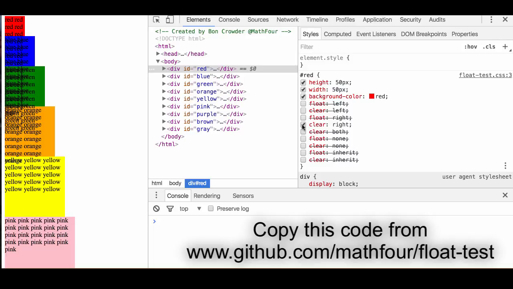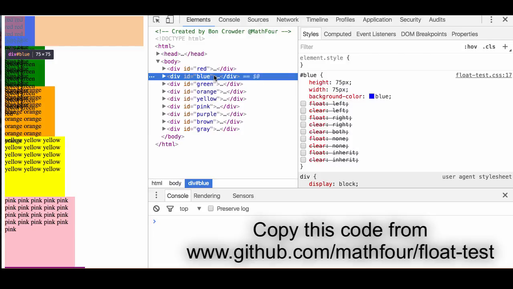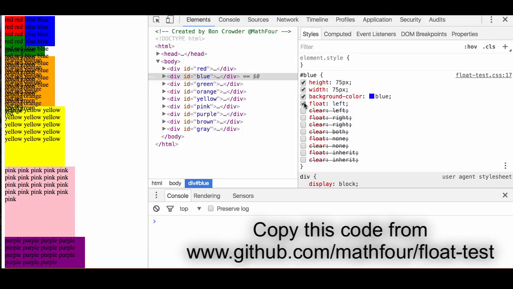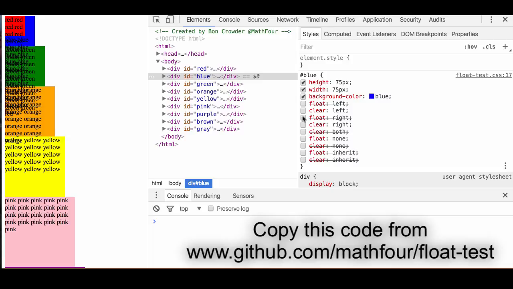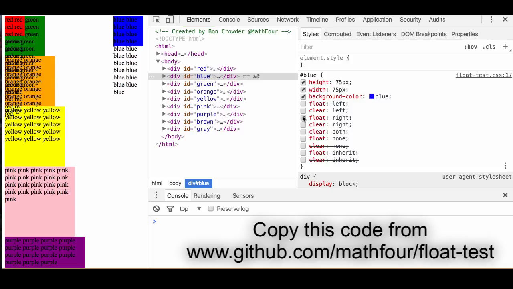I don't think the clears have, what about float none? No. Float inherit? Nope. All right, so let's float him left and go to the blue guy. Now we're on blue. We're going to float him left. Whoops, he jumps up there. But what if instead of floating him left, we float him right? Whoop. Ooh, look at that.